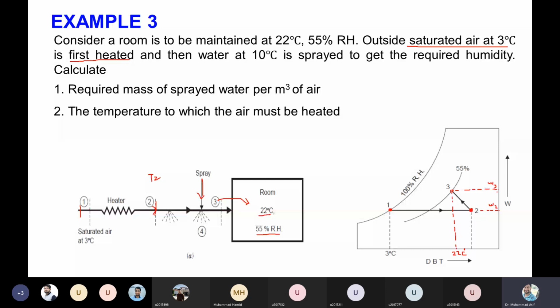And then how can we get the temperature? I think we can apply the energy balance between 2 and 3. If you apply the energy balance, you can get the temperature as well. So let's try to solve this problem.